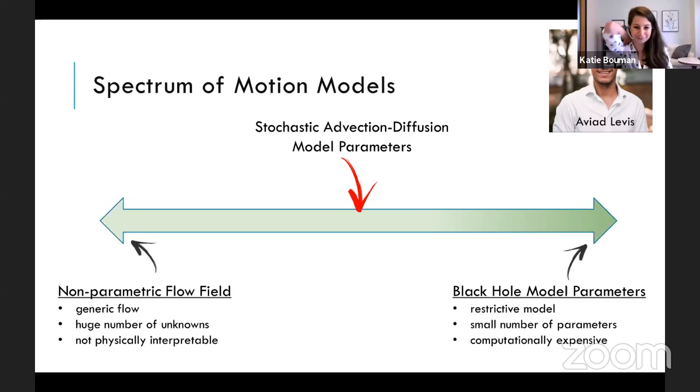So the intermediate option that we're going to try to solve for finds basically a compression of the motion field by asking us to only match persistent motion statistics while still being flexible in what types of evolution it allows us to model. Since it's not tied to any particular black hole model, it gives us that flexibility. So let's dive in a little bit more.